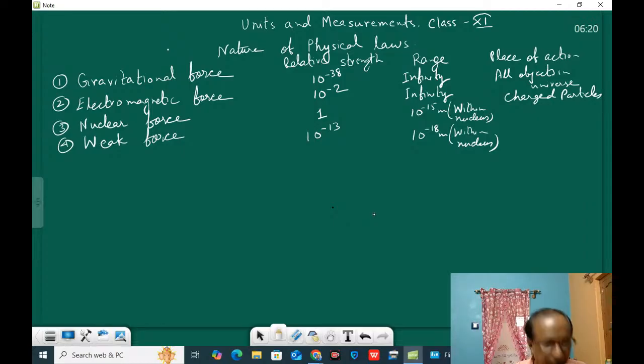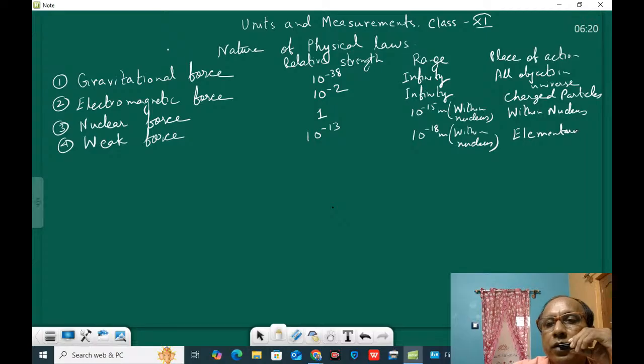The third one is nuclear force, whose place of action is within the nucleus. And the last one is weak force, which is applicable only in elementary particles. These are the various characteristics we learn about the nature of physical laws.